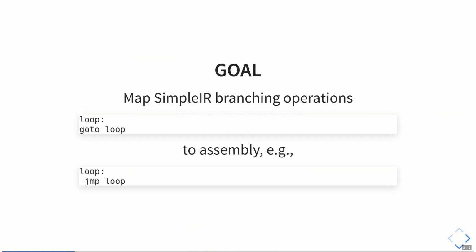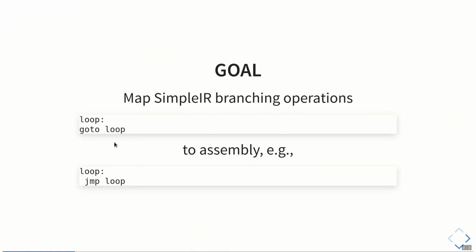Okay, so the goal is to take our IR, which specifies gotos like this, where we have a label and a goto statement, which transfers flow of control to that label, and translate it to Intel assembly. So it looks very similar, right? Very similar for this kind of loop. What does this program compute? What does this program do? Can you guess? Yeah. Infinite loop. Yeah, this is an infinite loop. But it's a legal program in simple IR and assembly.